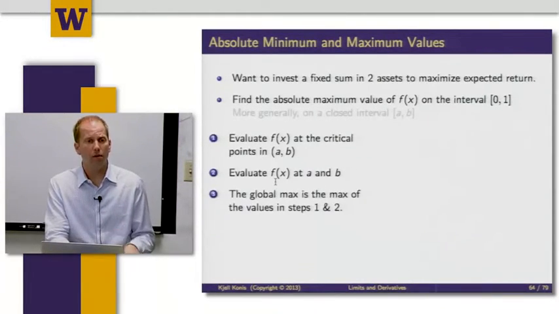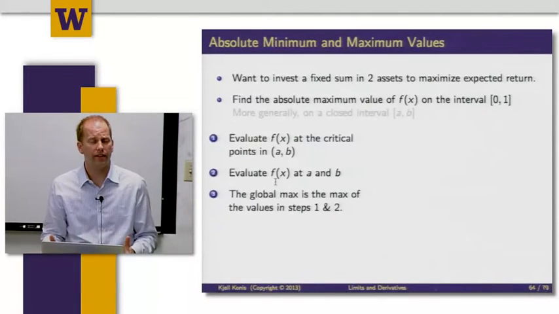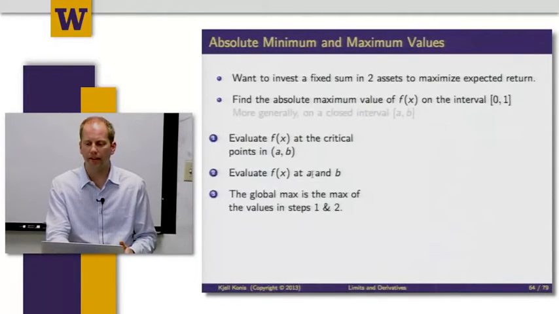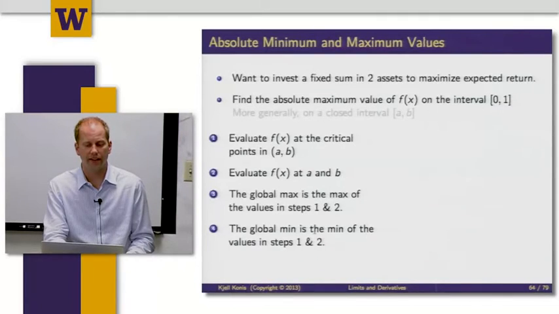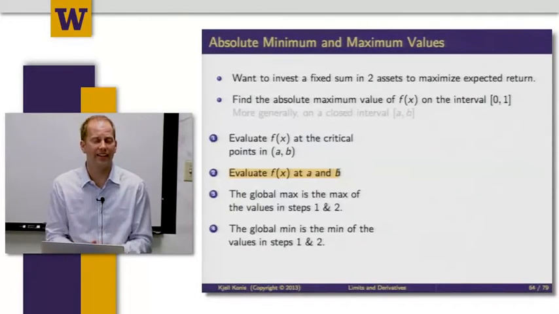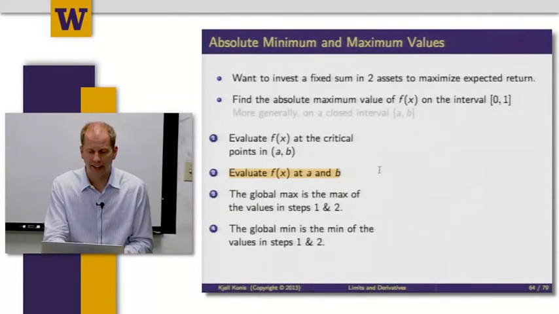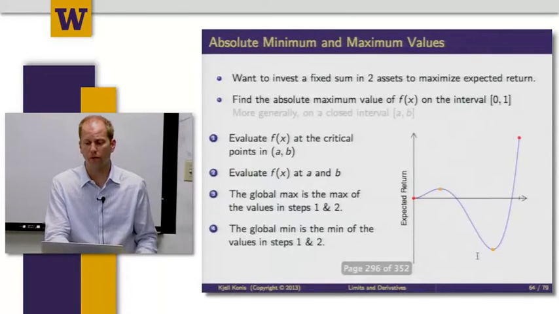And then the global maximum. I can say what the global maximum is going to be because I know all of the points where that could occur on this interval 0, 1. It is just going to be the maximum of all of the points I find in steps 1 and 2. And then the minimum is going to be the minimum of all the ones I find in steps 1 and 2. And really it's step 2 that I'm trying to harp on here, because this is what could happen.